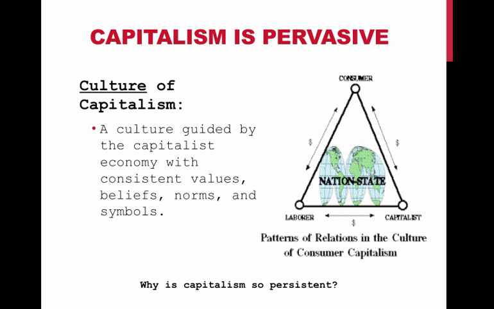So what keeps people participating in this? Why, if we can look at a chart and see that inequality keeps growing, if we see that wealth distribution is so unequal and income distribution is so unequal, what could keep people compelled to participate? Well, one reason why, some argue, is that capitalism is pervasive in our culture and our society, that we live in a culture of capitalism, that our culture is guided by the capitalist economy with very consistent values, beliefs, norms, and symbols. So we walk around with our consumer hat on. We want cheap goods. We walk around as laborers and we would like high wages.